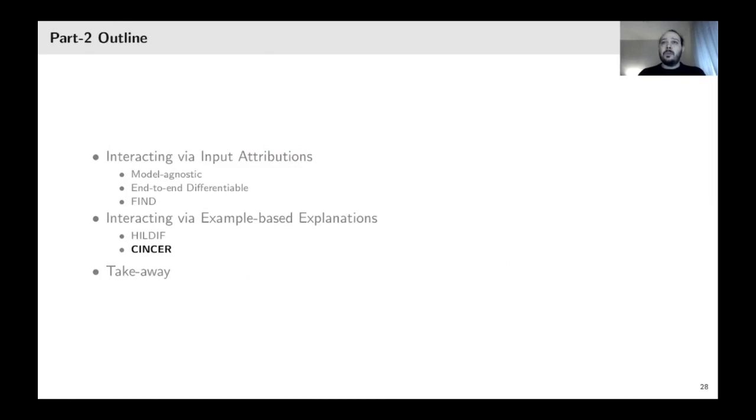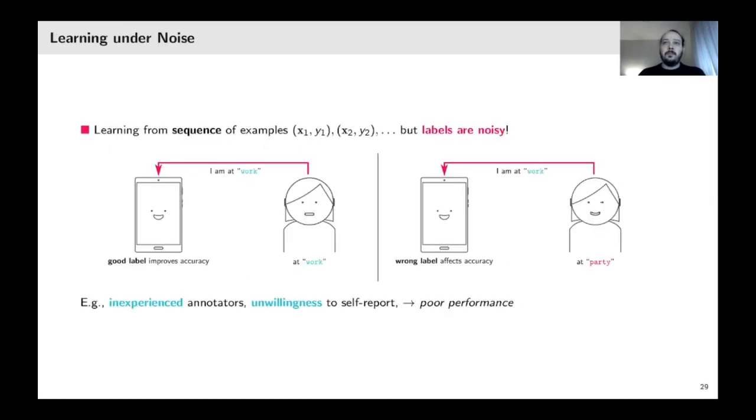The last approach that we will cover is SINCERT. This method is designed for sequential learning settings, which are ubiquitous in human-in-the-loop applications like crowdsourcing and citizen science. In these applications, annotators may be inexperienced or unwilling to report, and as a consequence, the labels may be noisy. For instance, in the right image, the user provides a bad label to the machine, thus affecting the model's performance.